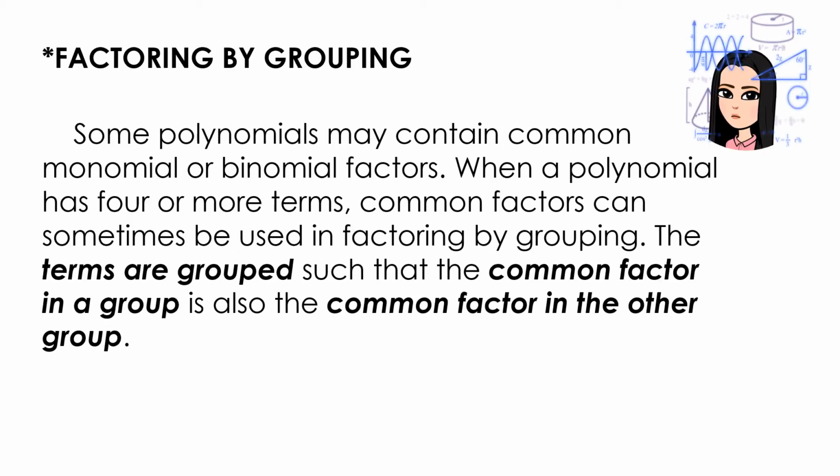Okay, so let's have the definition of factoring by grouping. Some polynomials may contain common monomial or binomial factors. So again, a monomial is a polynomial consisting of one term, and a binomial is a polynomial consisting of two terms. When a polynomial has four or more terms, common factors can sometimes be used in factoring by grouping. The terms are grouped such that the common factor in a group is also the common factor in the other group.